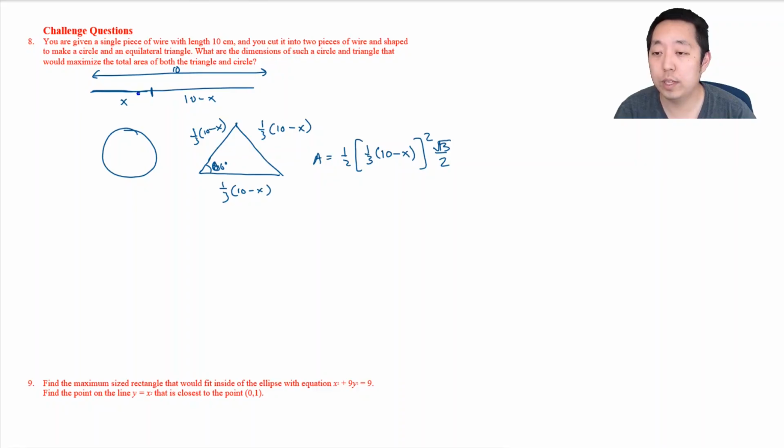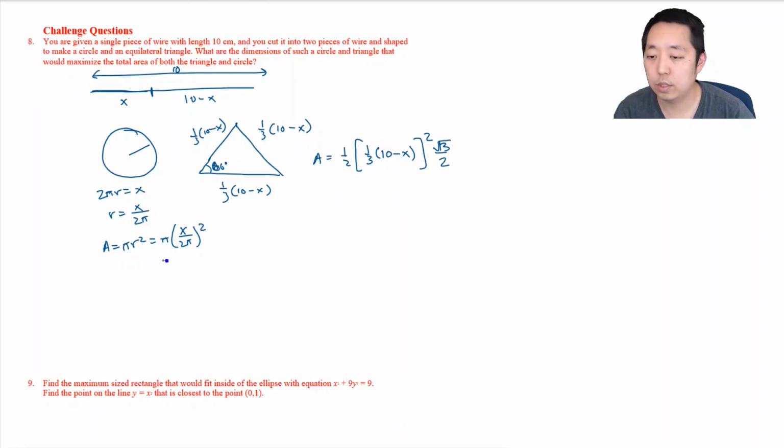How about this circle? Well, this x gets stretched around to the circumference, right? So I know that 2 pi r is equal to x, and so I know r is equal to x over 2 pi. And so the area of this circle is pi r squared, which is pi times x over 2 pi quantity squared. That's pi x squared over 4 pi squared, but one of the pi's is going to cancel, so it's x squared over 4 pi.